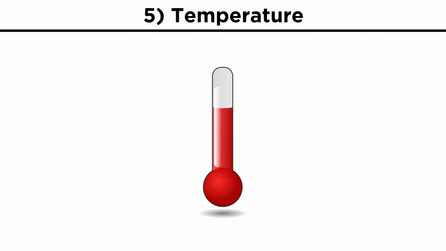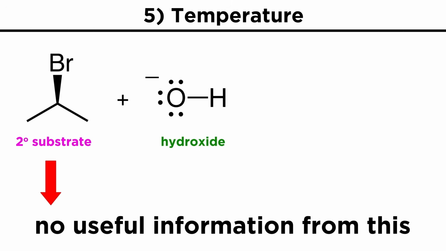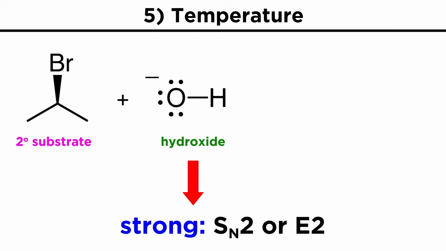Finally, we do want to understand how temperature can be a factor in influencing the mechanism. Let's say we have this secondary alkyl halide and hydroxide. The substrate isn't telling us much. The sterics on the base doesn't give us anything either. Hydroxide is strong, so we know it's SN2 or E2.